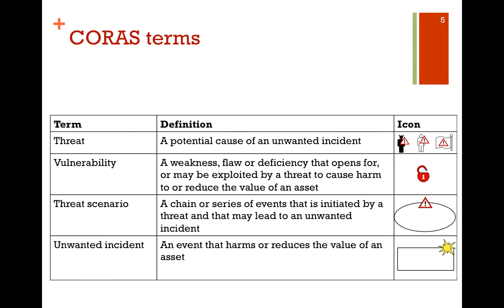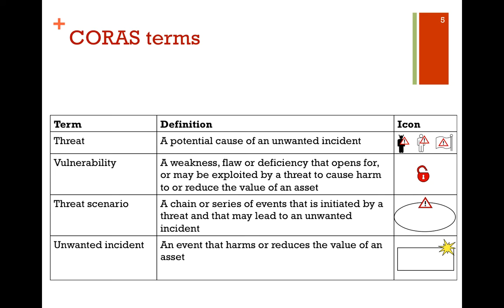This table represents the main concepts of the CORAS risk modeling language. The first column denotes the concept. The column in the middle denotes the definition, while the last column reports the graphical icon used to represent the concept. Let's start with the concept of threat, which is a potential cause of an unwanted incident. In CORAS, there are three different symbols to denote a threat.